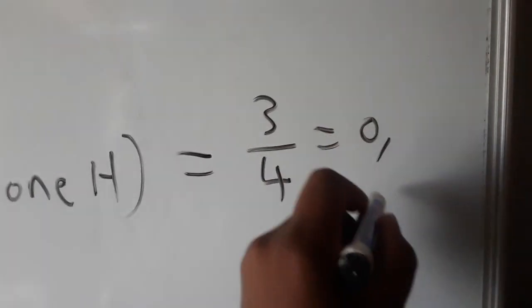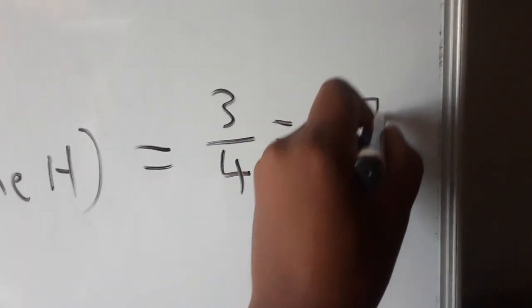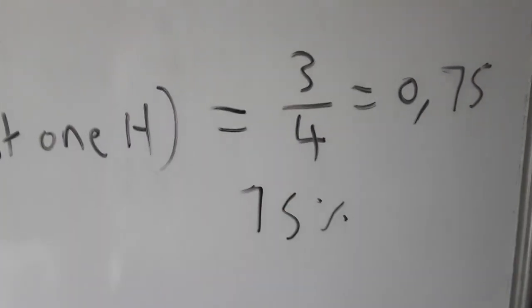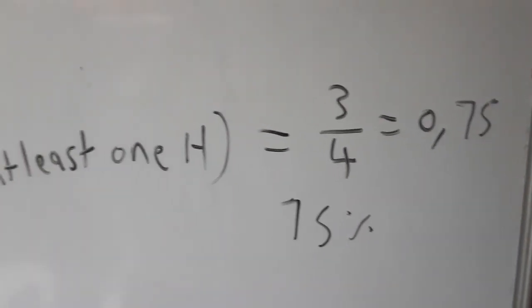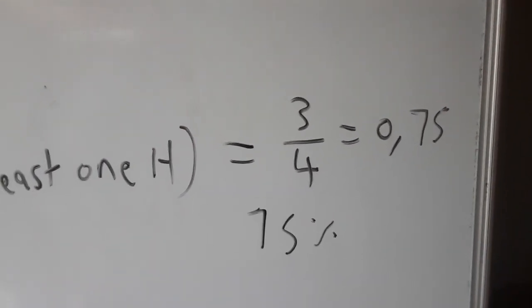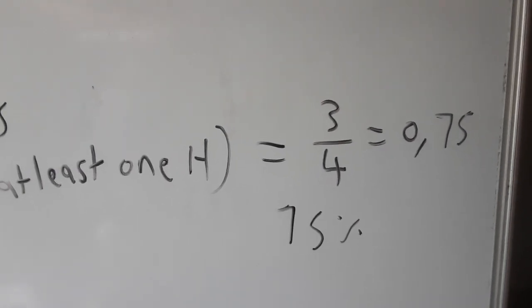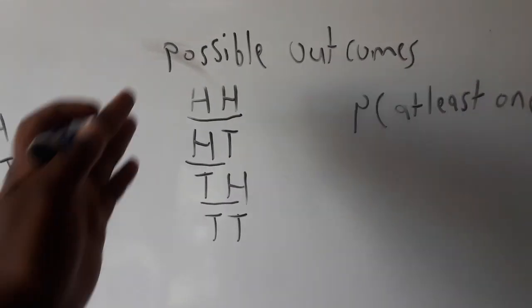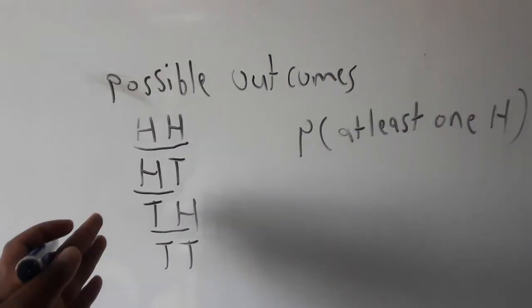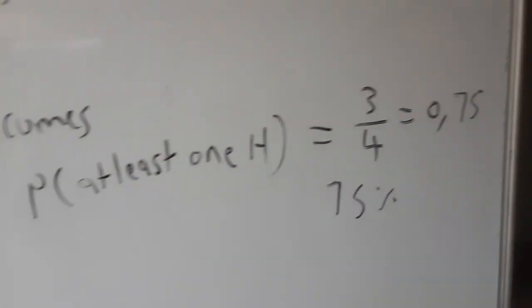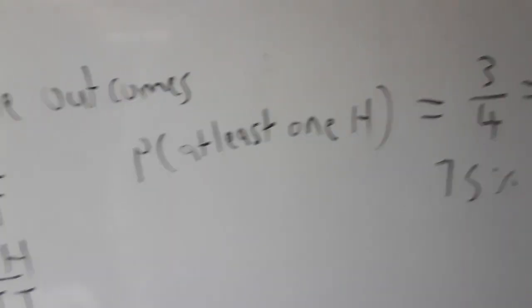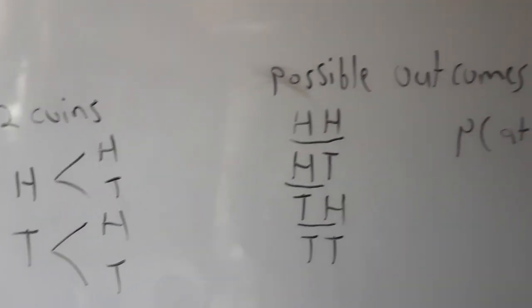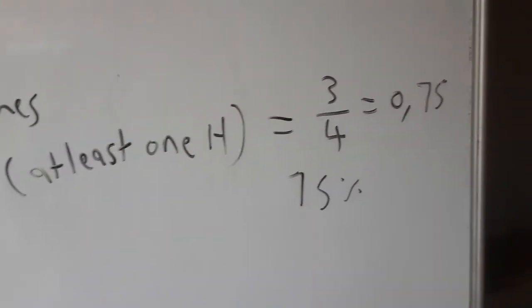You'll get 0.75 as a decimal, which is 75% if you need it as a percentage, of getting at least one head. So there's a 75% chance of getting at least one head in this scenario. Possible outcomes are four; of getting at least one head, it's three outcomes, 3/4, which is 75%. I hope you understood this part. Then we'll do other questions.